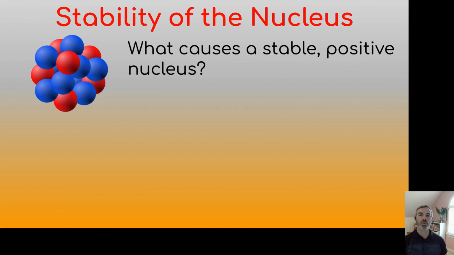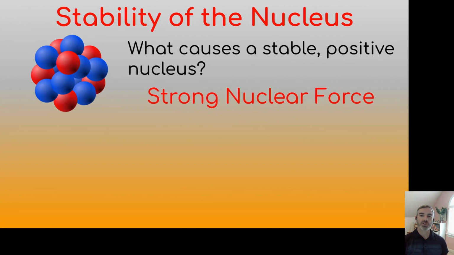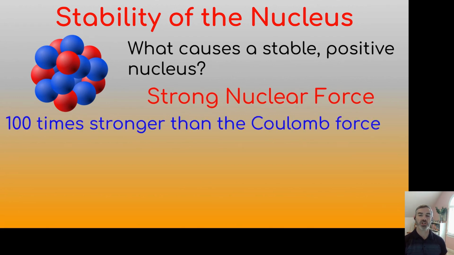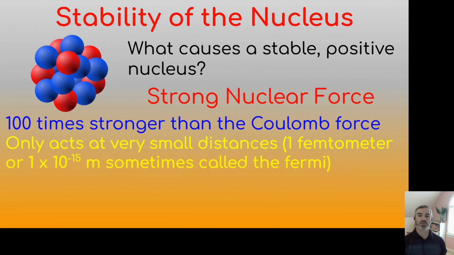Because we'd have that Coulomb force, that electrostatic force of repulsion of the protons pushing away from each other. Now, what happens in the nucleus is we have a strong nuclear force. And that strong nuclear force is 100 times stronger than the Coulomb force, which is what prevents the nucleus from pulling apart. Now, the strong nuclear force only acts at very small distances, 1 femtometer or a Fermi, which is 1 times 10 to the negative 15th meters.